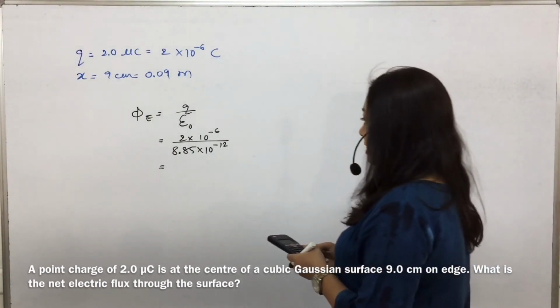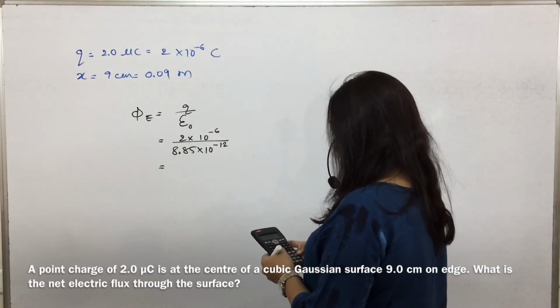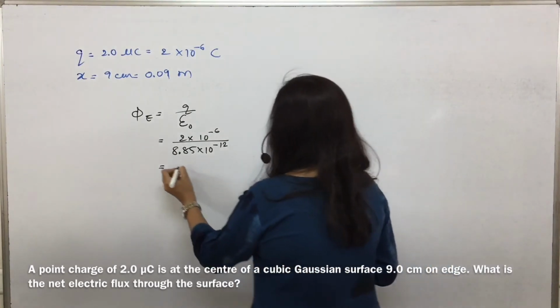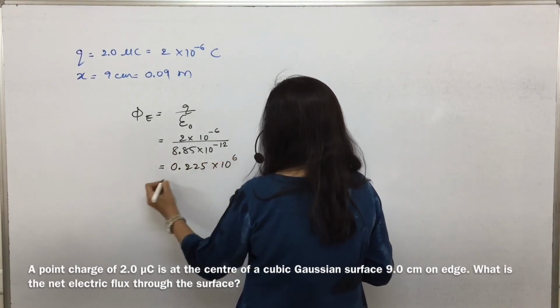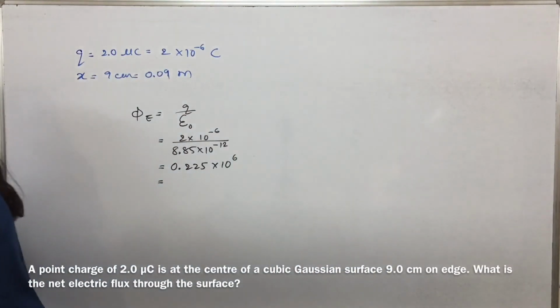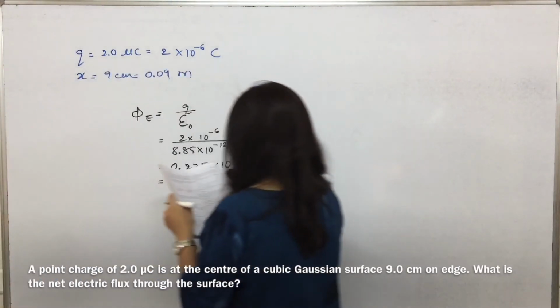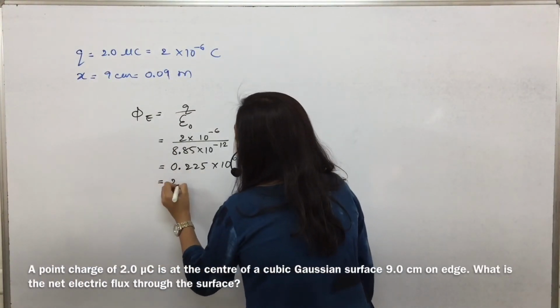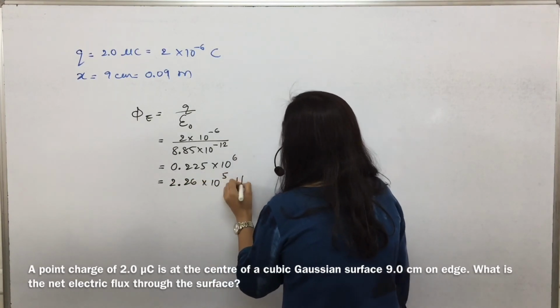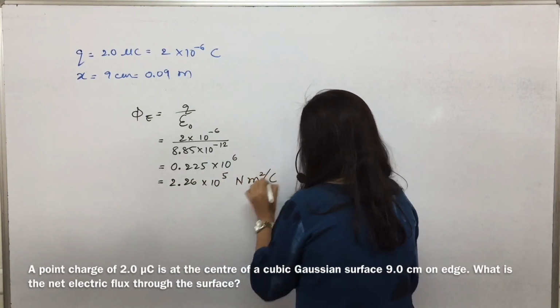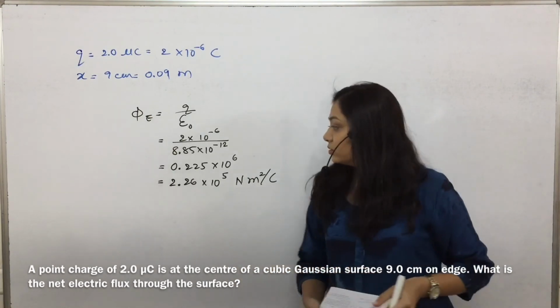2 divided by 8.85. This is 0.225 into 10 to the power 6. That gives us again the same thing. They have written 2.26 into 10 to the power 5 Newton meter square per coulomb. Done. Write it down.